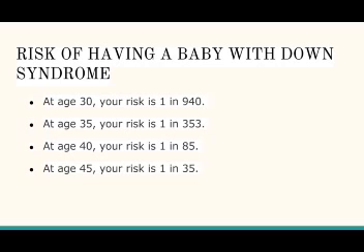So what are your risks of having a baby with Down syndrome? At the age of 30, your risk is 1 in 940. At the age of 35, your risk is 1 in 353. At the age of 40, your risk is 1 in 85. At the age of 45, your risk is 1 in 35. So as you can see, as you get older, your risk of having a baby with Down syndrome goes up.